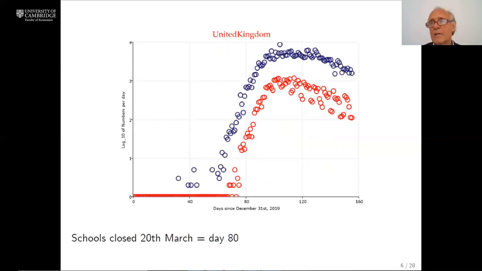The modeling is going to take place with log transformed data. So this is showing you the same data using a log transform. We're using the log here because it condenses the data, so it shrinks the scale, and it makes the curve of the data more apparent for our model. So we're able to put both cases and deaths together. And you can also see the early stages more clearly from this picture. I should remark that UK schools closed on the 20th of March, which was about day 80. And you can see at that point, we were still in the upward part of the curve.